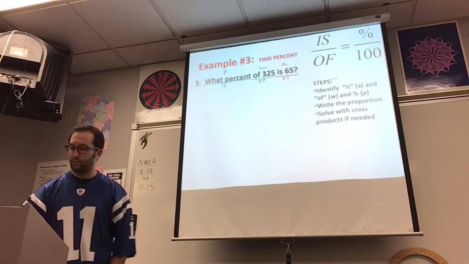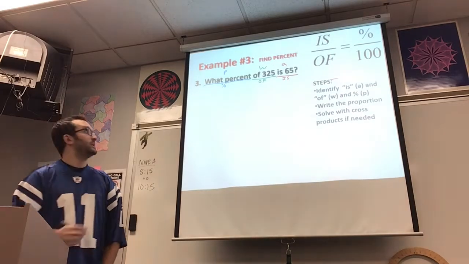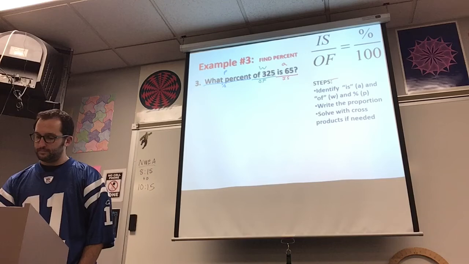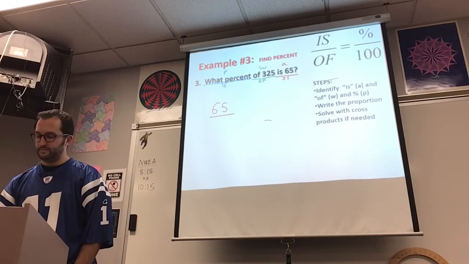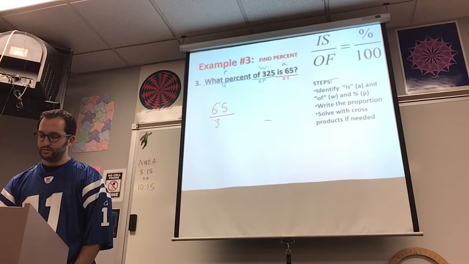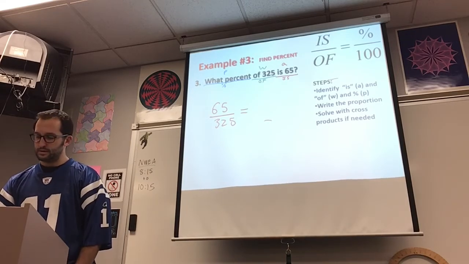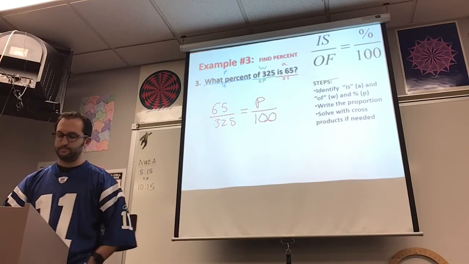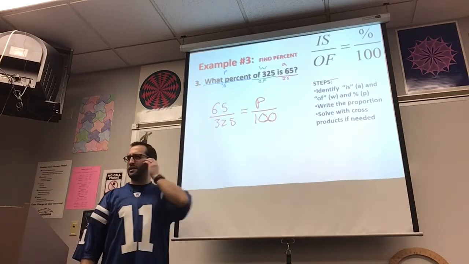So let's set up our proportion now. So we need is over of equals percent over 100. So what's our is? 65. Our of? 325. Our percent? P. And then 100. Now we can simplify these, right? Divide them both by 5.